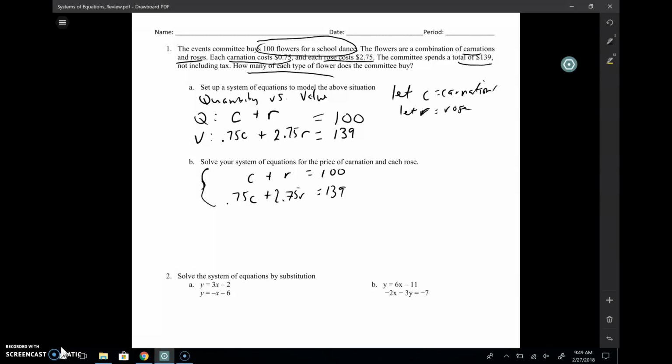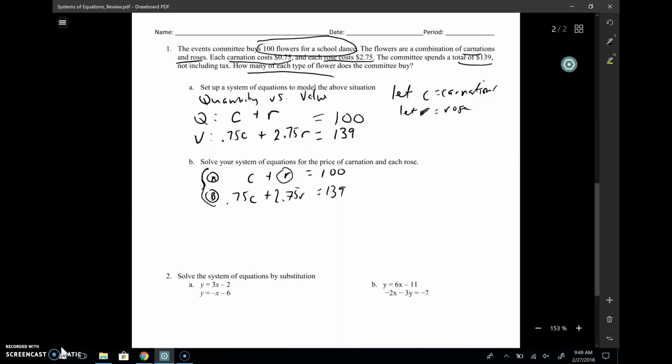I'm going to go ahead and walk you guys through how to use the elimination method, just because I noticed that C and R are on the same side of both equations. If you want to do substitution, you can, but I'm just going to eliminate. So let's say this is equation A and this is equation B. In equation A, both of these have a coefficient of 1. I'm just going to eliminate R. That's my goal. So I'm going to look at the second equation.